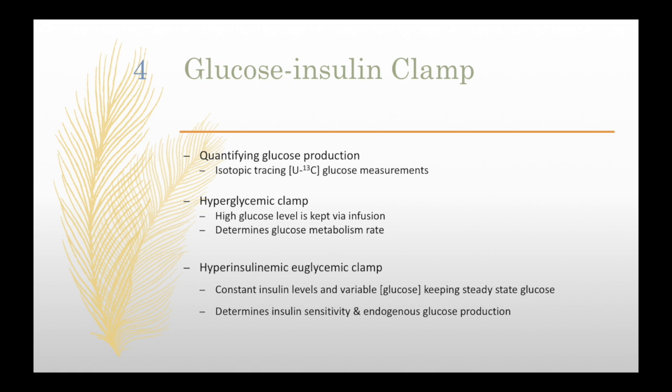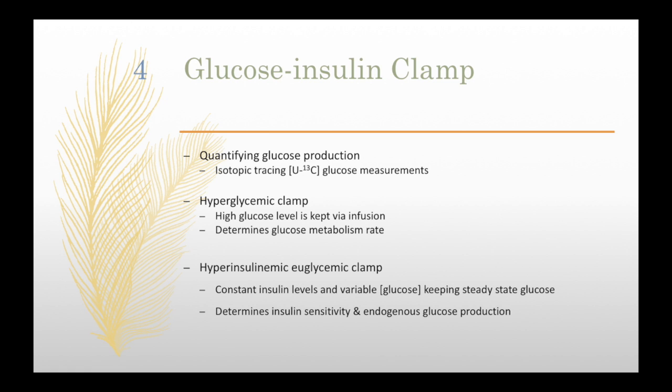Glucose-insulin clamps are methods used to discover an individual's glucose metabolism rate as well as an individual's sensitivity to insulin. In order to do this, researchers use an isotopically labeled glucose molecule and infuse it into an animal model. Currently, there are two different glucose-insulin clamps that are used in order to observe glucose and insulin metabolism and resistance, the first being the hyperglycemic clamp.